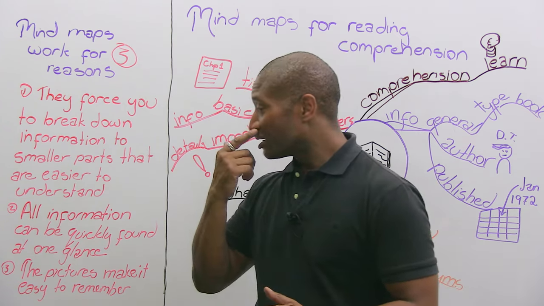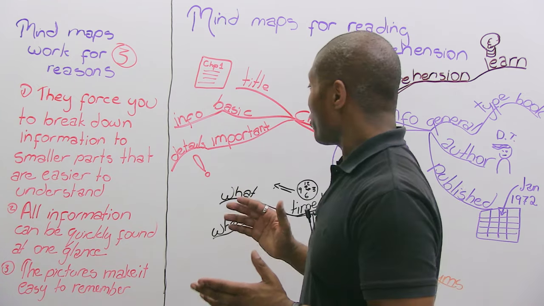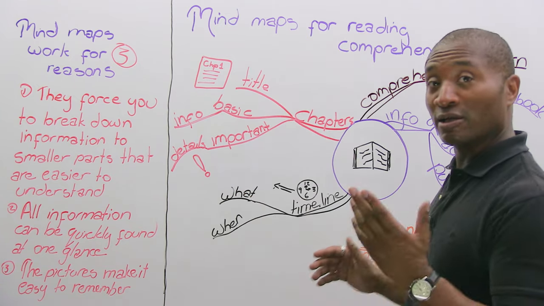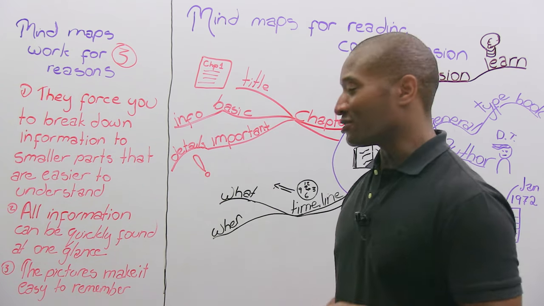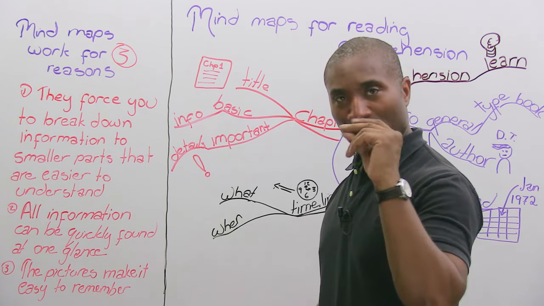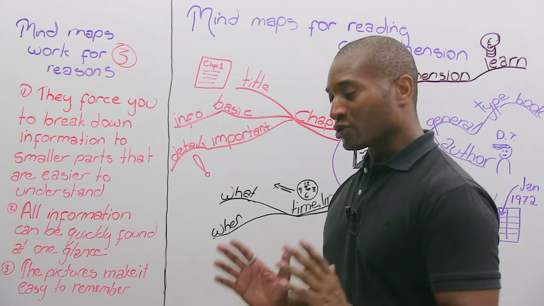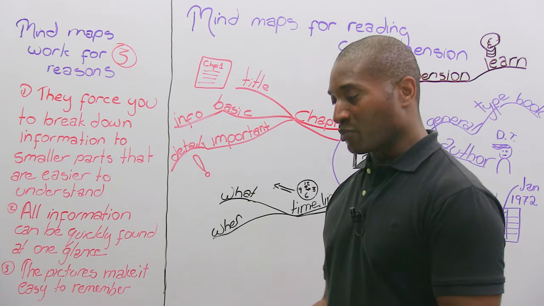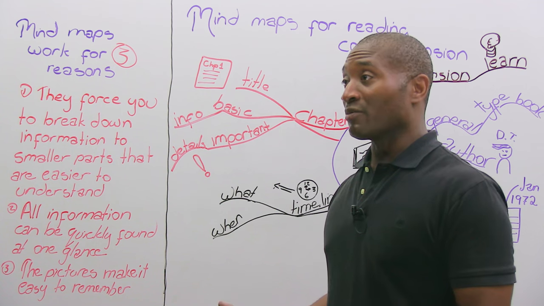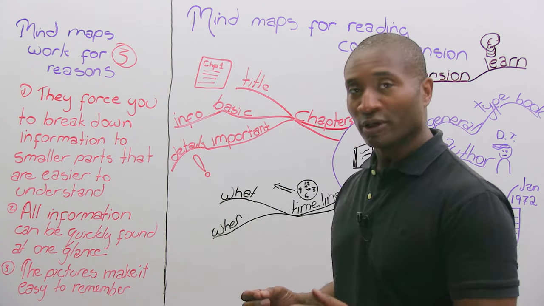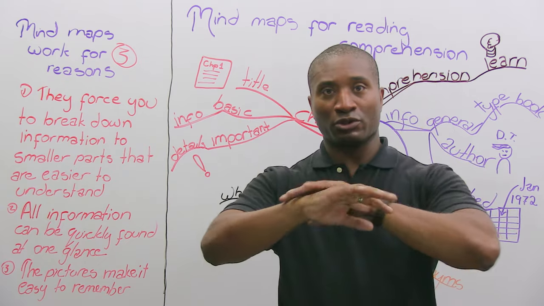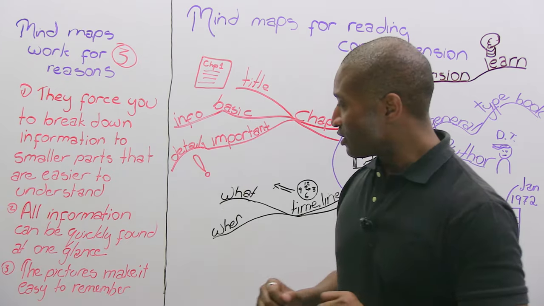Number two, once you've finished the mind map, all the information can be seen quickly at a glance. A glance is a quick look. When you, no, that's not a glance. This is, see, that means a quick look. I want to be able to look at a piece of paper and get the picture right away. And if you think about it, when you look at a picture, you don't look corner, corner, corner. You see the picture, you understand it. That's what a mind map does for you.